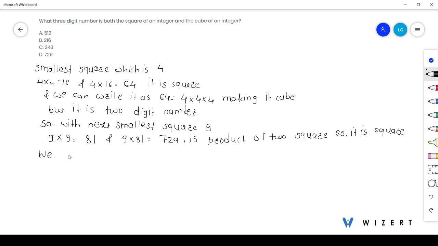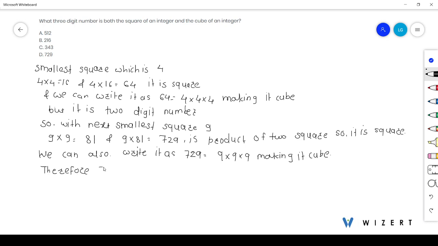And we can also write it as 729 equals product of 9 three times, making it cube. So 729 is cube.